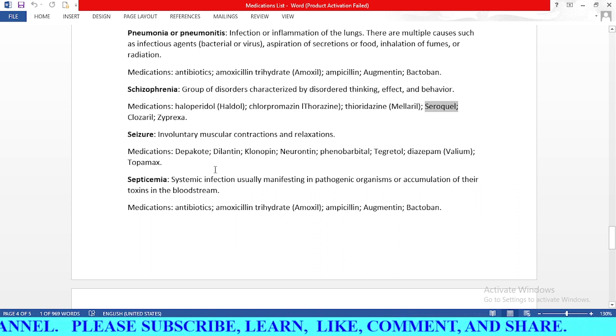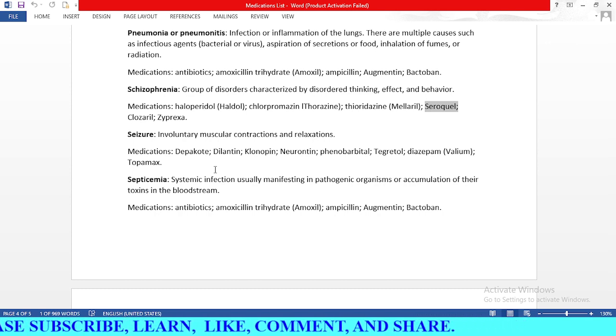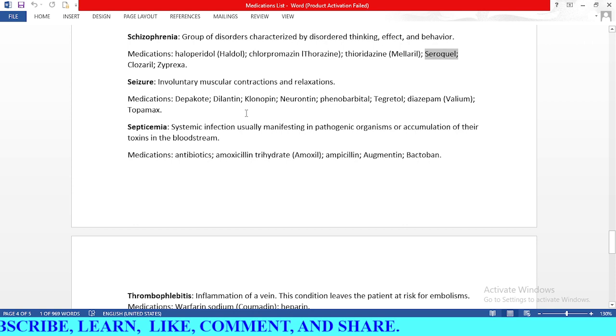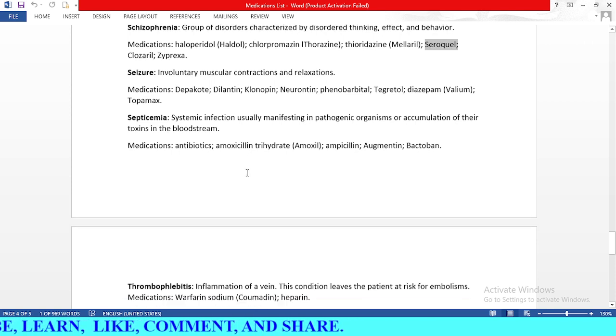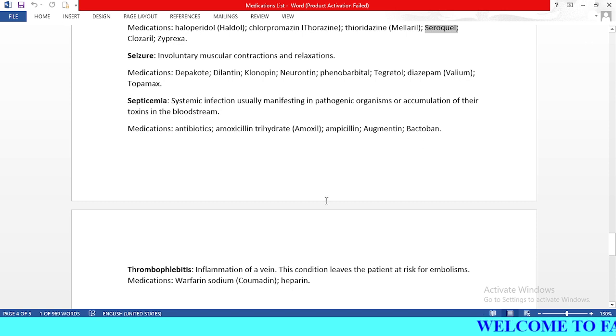Next one is seizure, involuntary muscular contractions and relaxations. Common medications: Depakote, Dilantin, Klonopin. Next one is septicemia, systemic infection usually manifesting as pathogenic organisms or accumulation of their toxins in the bloodstream. Common medications: antibiotics, ampicillin trihydrate, ampicillin, Augmentin, Bactroban.